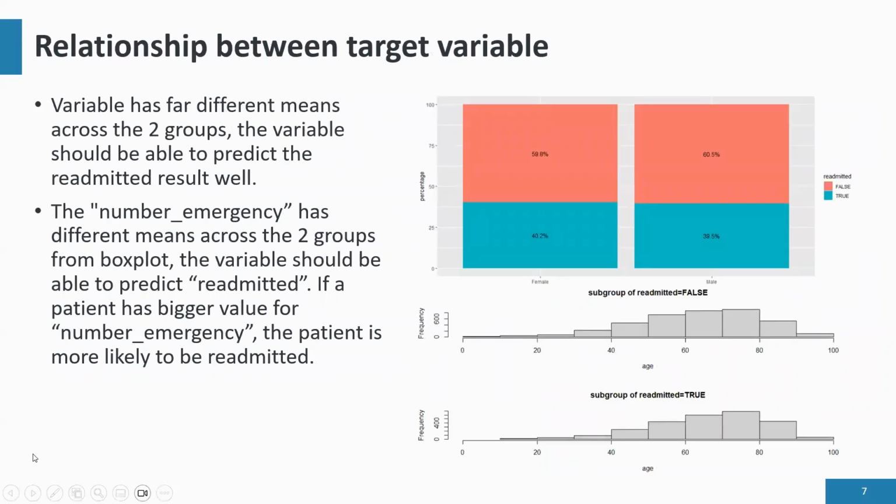About the relationship with the target variable, we assume the variables should be able to predict readmitted. If a patient has a bigger value for the number of emergency visits, the patient is more likely to be readmitted.